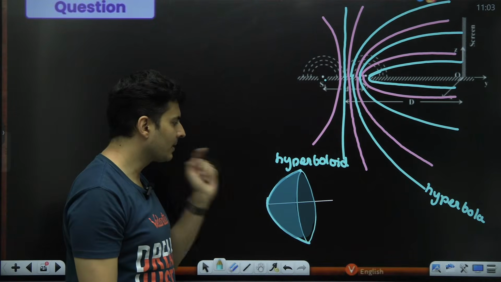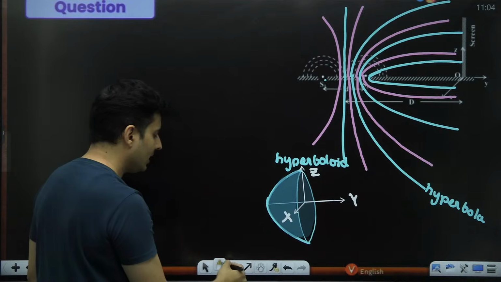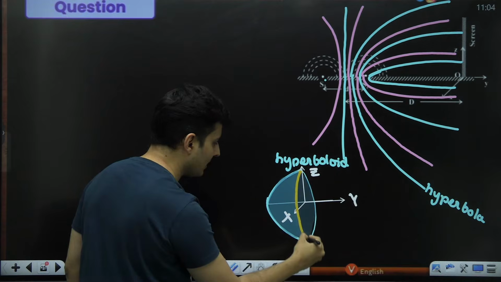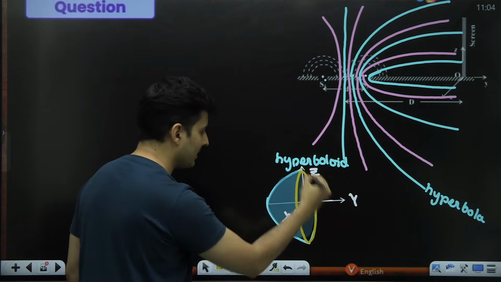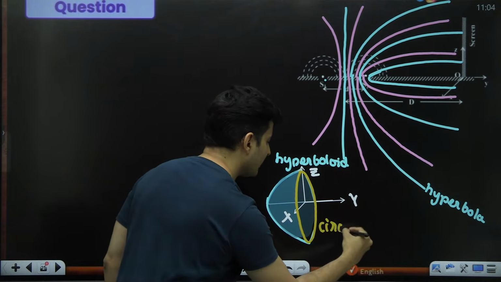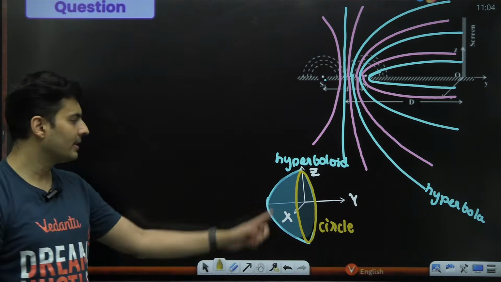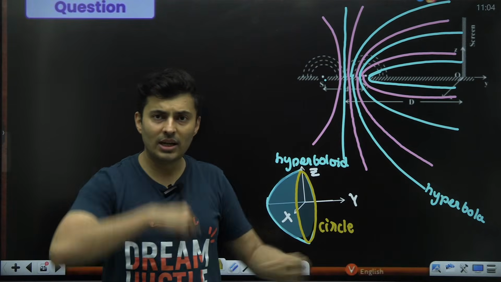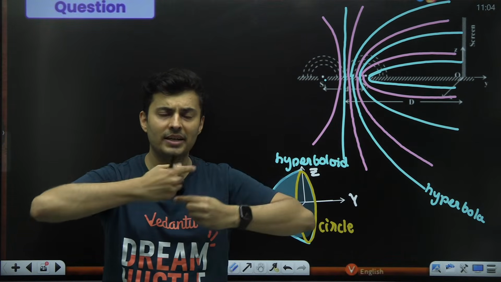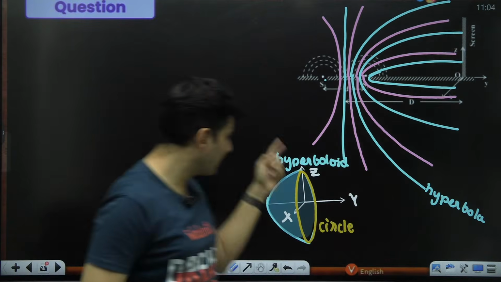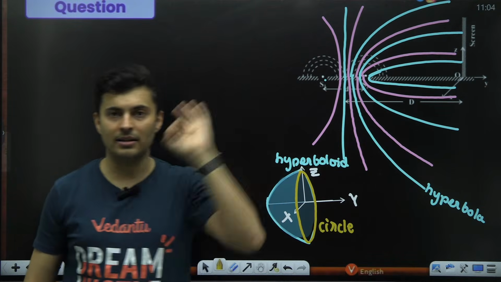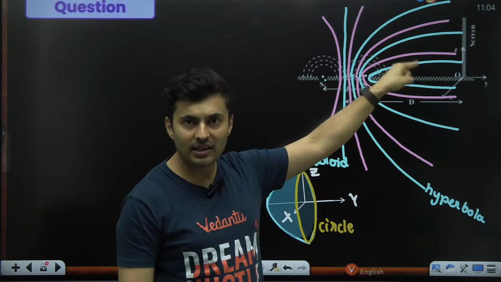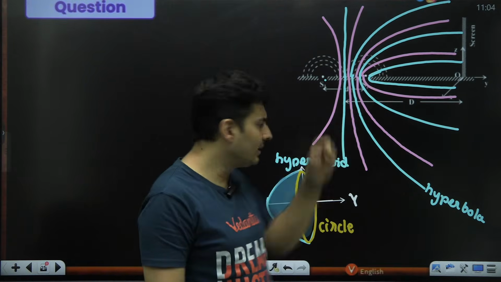It's a three-dimensional figure. So as you can see, in the XZ plane, what is it cutting like? It is cutting like a circle in the XZ plane, which is basically the screen. So all these hyperbolas, when rotated, become hyperboloids. When they end up cutting the screen, they cut it like circles. So you will have a bright circle, a dark circle, again a bright circle, again a dark circle.